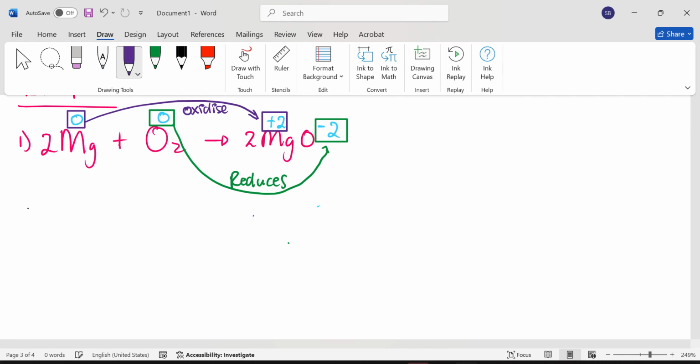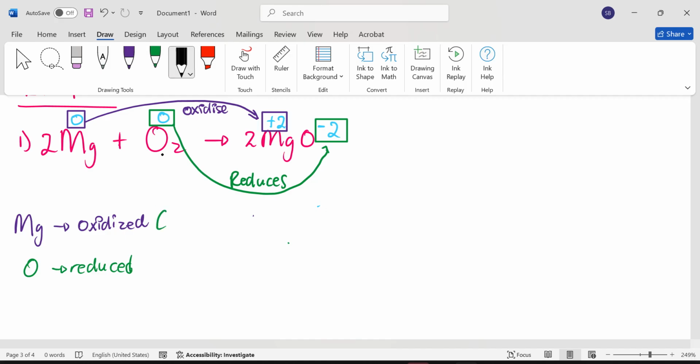So we say that magnesium oxidized and oxygen reduced. Now remember what we call these. We say this guy here is our reducing agent, and this guy here is our oxidizing agent.